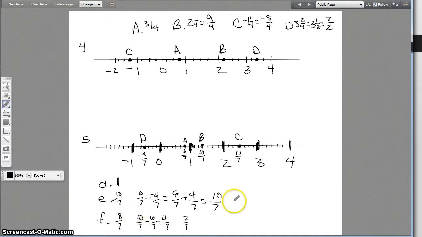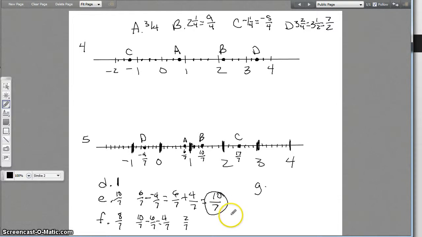Okay, then part G, I'm going to move over here for that one, is to find the coordinates of the point midway between points D and A. Okay, D is at -4 sevenths, A is at 6 sevenths. We already found the distance between them was 10 sevenths. That was for part E.